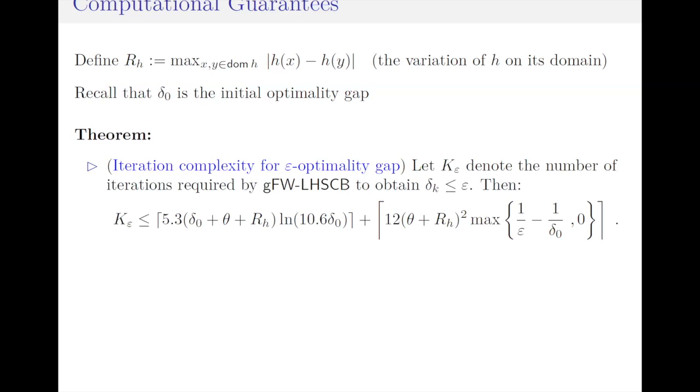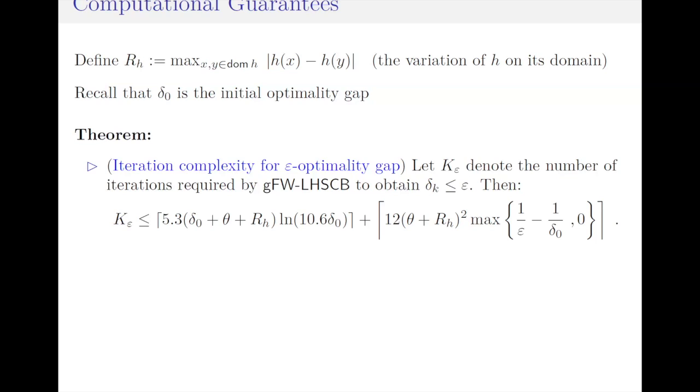The first theorem is the iteration complexity to obtain a theta objective gap. The epsilon objective gap can be obtained with k epsilon iterations, and this k epsilon can be bounded as something like this. As you can see, we have 2 terms here, and the first term is really the overhead. It does not depend on epsilon. Only the second term depends on epsilon.